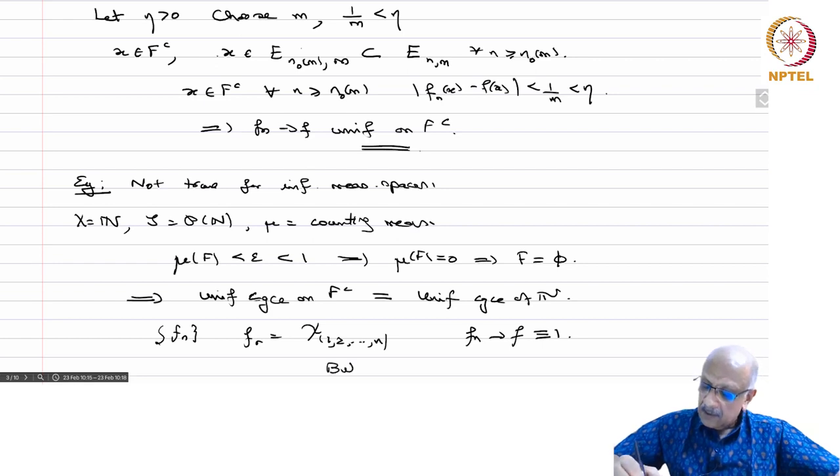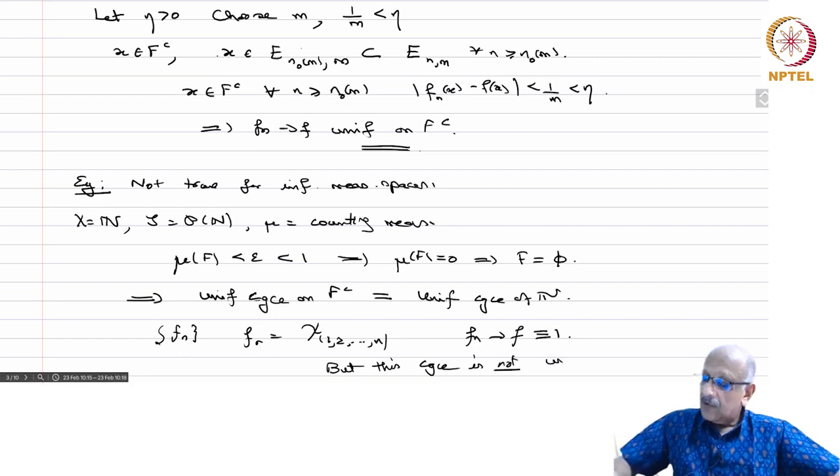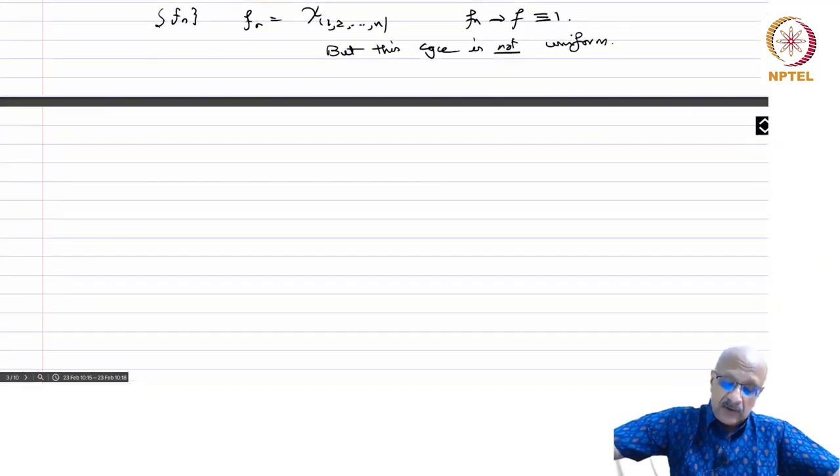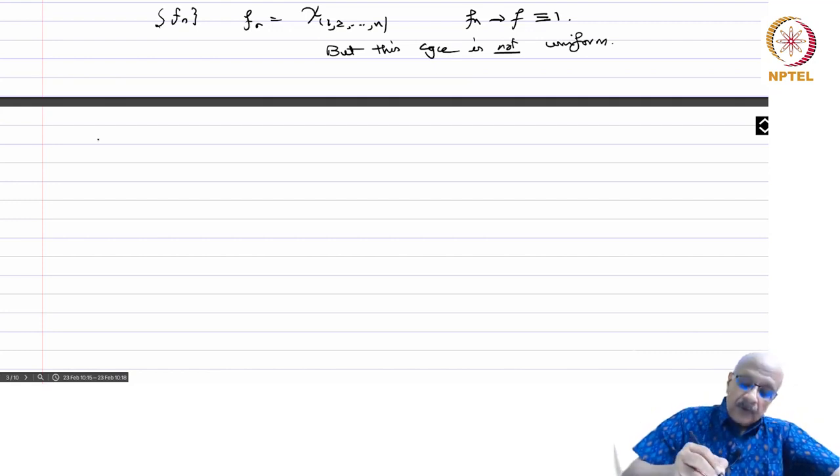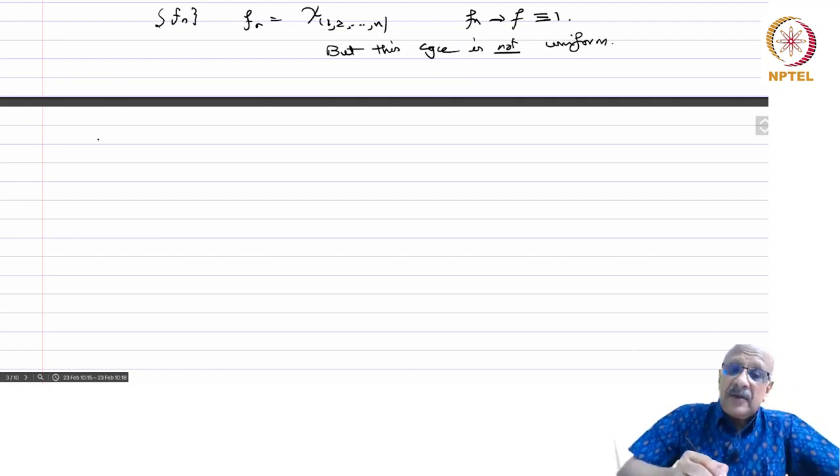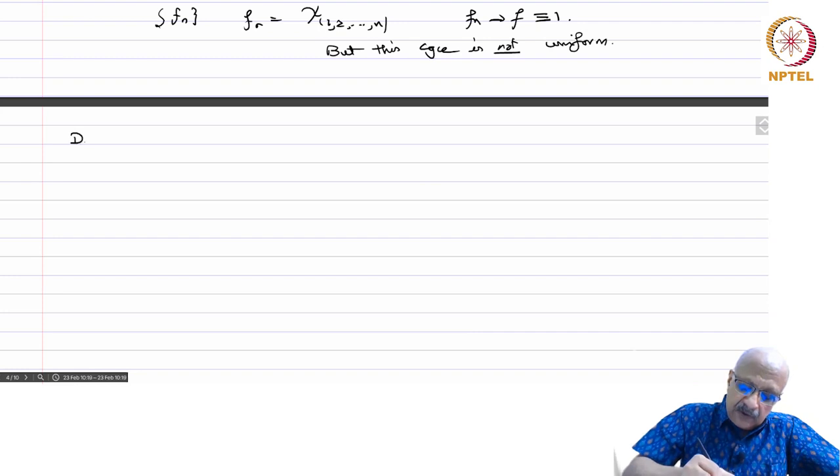But this convergence is not uniform. So Egorov's theorem fails in case of infinite measures. So inspired by this Egorov's theorem, we make the following definition.